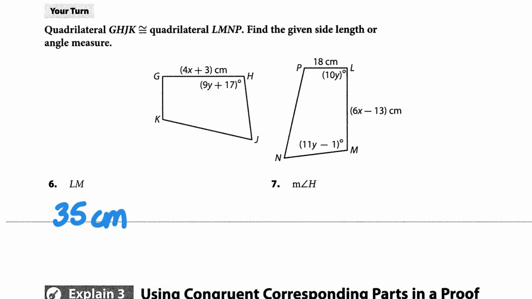Now in 7, we need to find the measure of angle H. H is the second thing, and M is the second thing. So we are going to write an expression for H and M. M and H. We have 9y plus 17 is equal to 11y minus 1. We're going to start by solving for y and then plugging it back in.